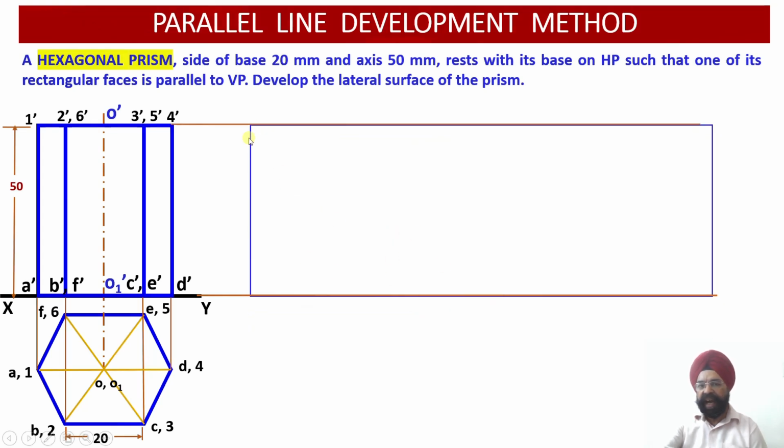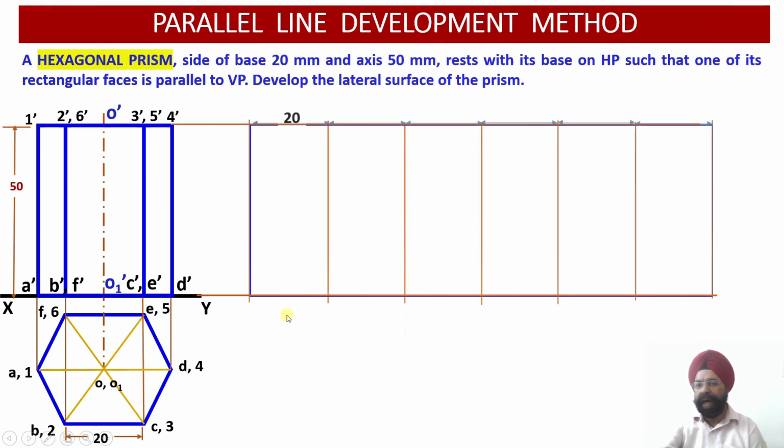So let us see, I have marked this rectangle such a way that this height is equal to 50 millimeter, which is true length. And how much is this length? You see, there are 6 edges, A, B, C, D, E, F, and again back to A. So 20 plus 20 plus 20 plus 20 plus 20 plus 20, so 6 times 20 means 120. So this outer box length has to be 120, so that all these 6 edges can be accommodated over here.